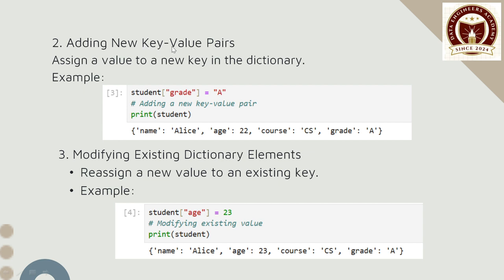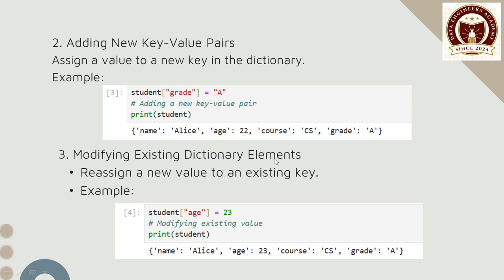Adding new key value pairs. To an existing dictionary we can add a new key value pair. That is, in the student dictionary we are adding another key value pair, grade equal to A. After printing we will get the whole data: name, age 22, course CS, and the extra key value pair that is added, grade A.